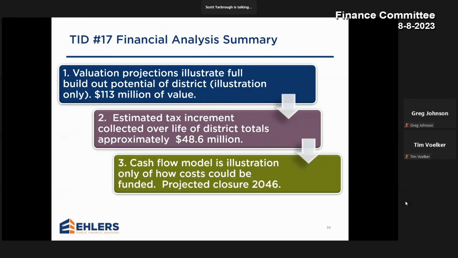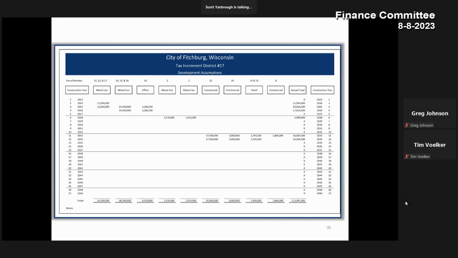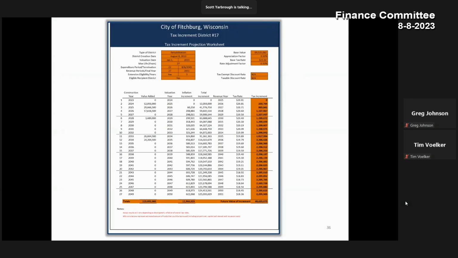Similar to TID 16, we prepared a financial analysis to look at the potential build out of this district. That illustration shows about $113 million of value, which would generate $48.6 million of tax increment revenue. The projected closure of the district is in 2046. Looking at all the various parcels, some anticipated land use was identified for each of the key development areas, along with some estimated value and timing of that construction over the 27-year life of the TID district. Again, that generates about $48.6 million of increment if that development value came to fruition over the 27 years.